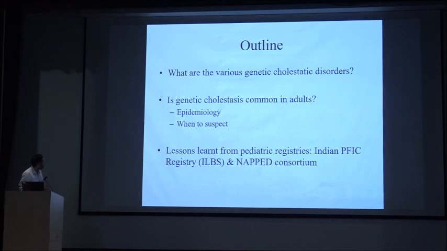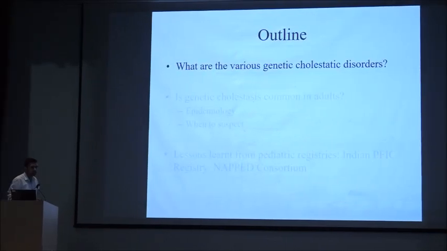So my talk would be in three parts. What are the various genetic cholestatic disorders? Is genetic cholestasis common in adults? And what are the lessons learned from pediatric registries? Coming to the first part, what are the various genetic cholestatic disorders?